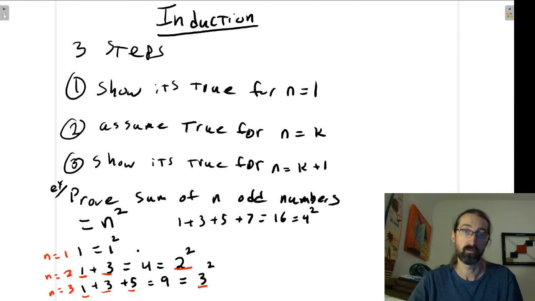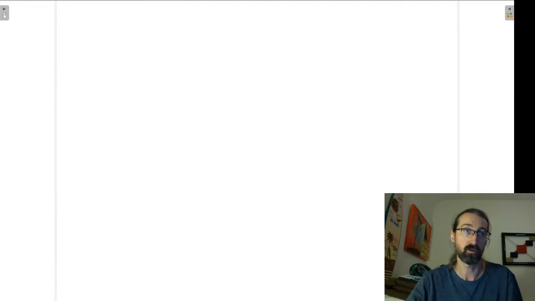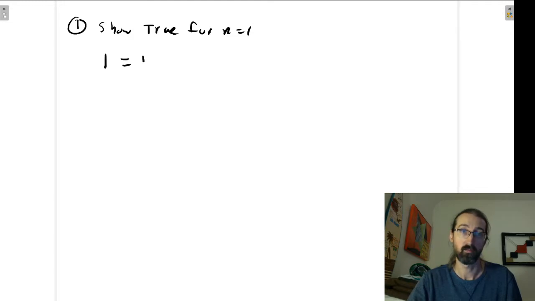Let's do a proof of this. Our induction again has 3 steps. Step 1, show that it's true for n equals 1. Well, we did that: 1 is 1 squared, so that is good to go. 1 is equal to 1 squared.